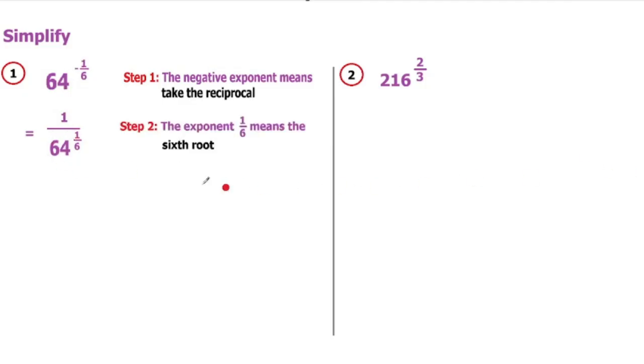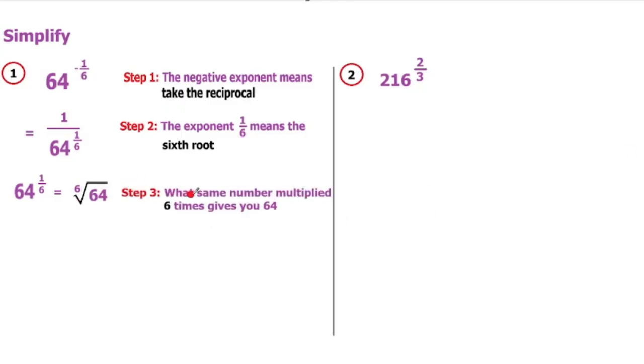So now, step two, the exponent 1 over 6 means the 6th root. That's what that means. So 64 to the 1 over 6 is the 6th root of 64. Okay, so that's how you write that. So what same number multiplied 6 times gives you 64? That's what you're trying to figure out for this.